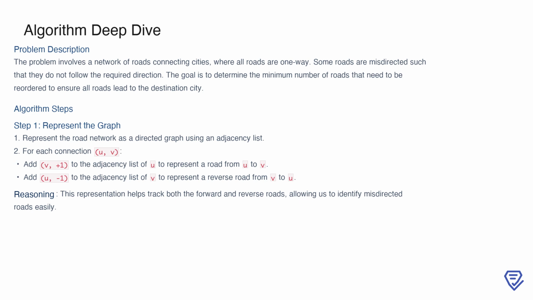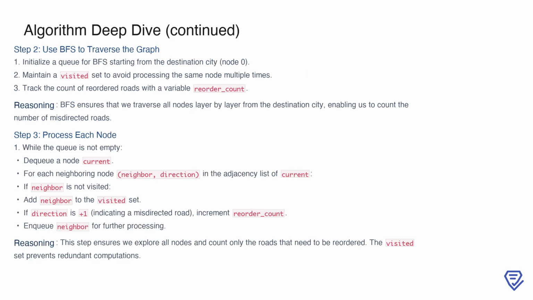solve the problem. Now that we have the graph representation, the next step is to traverse the graph using breadth-first search, or BFS. BFS is ideal for this problem because it allows us to explore all nodes layer by layer, starting from the destination city, which is City 0. To implement BFS, we initialize a queue with City 0 as the starting point. We also maintain a visited set to keep track of which nodes have already been processed, avoiding redundant computations. Additionally, we introduce a variable reorder_count to track the number of roads that need to be reordered.